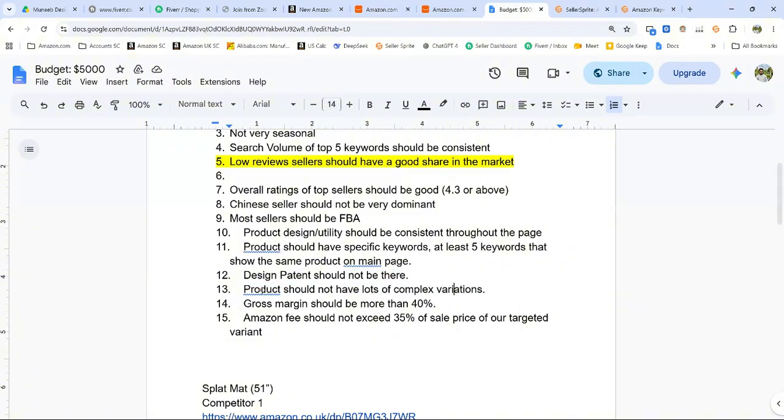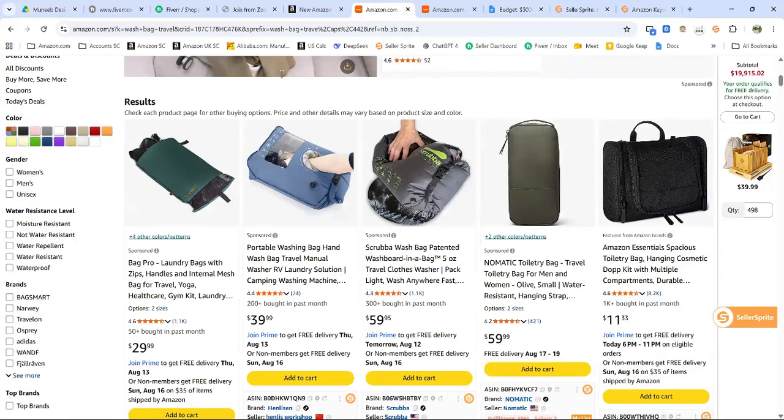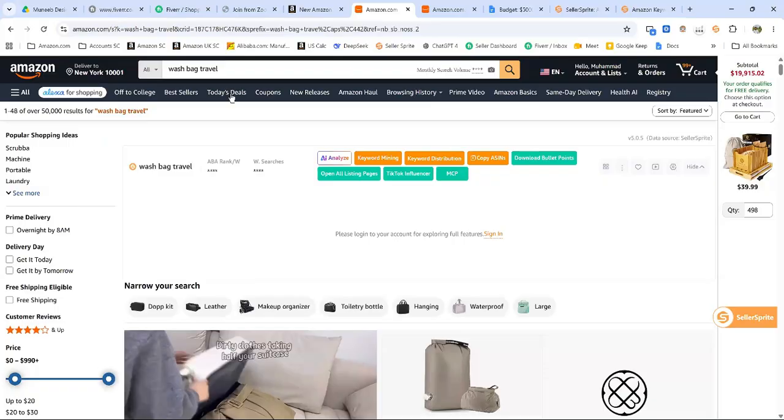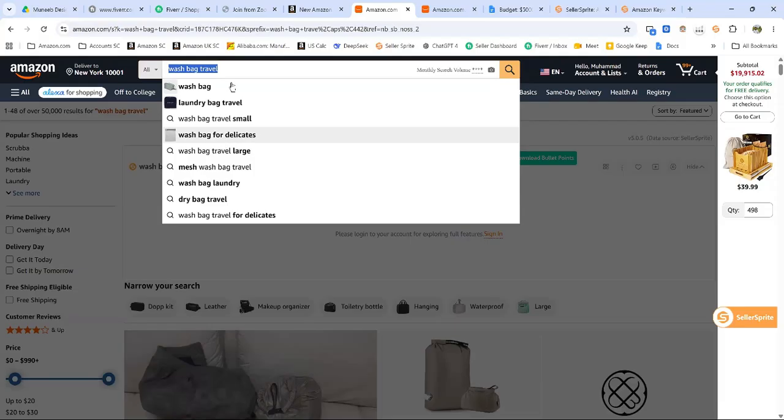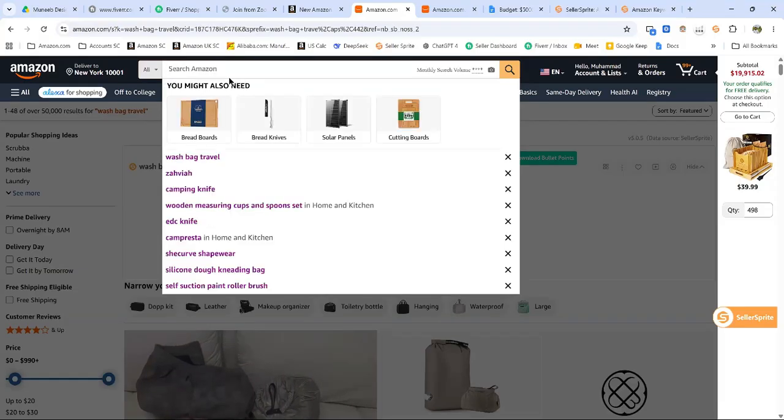Okay, the next point is the product should not have lots of complex variations. You discussed this before as well. The product should be simple; two or three variations are okay. But a product with 10 sizes, 10 colors, 10 designs, 15 different sorts of variations, those types of products we need to stay away from.